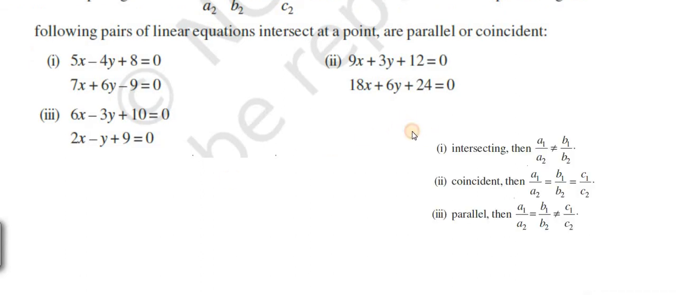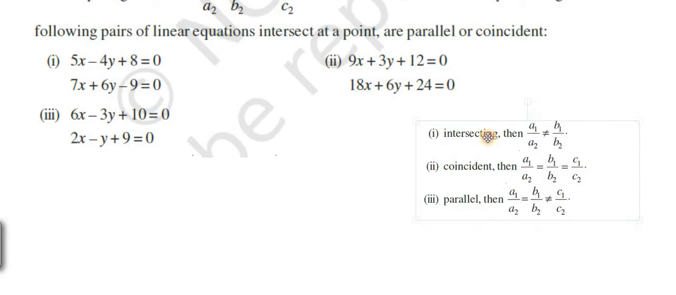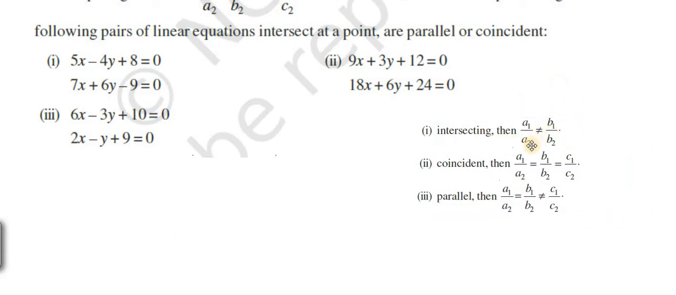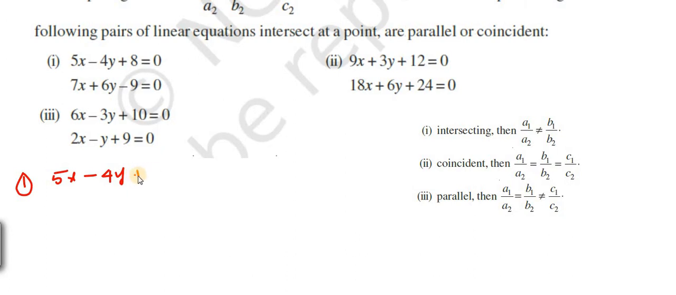I hope all of you remember this, and also you wrote this in the classwork. Intersecting lines: a1 by a2 is not equal to b1 by b2. Coincidental line: a1 by a2 is equal to b1 by b2 is equal to c1 by c2. And parallel lines: a1 by a2 is equal to b1 by b2 is not equal to c1 by c2, then it is parallel lines. Okay, now we'll do the first problem. We'll understand what this a1, b1 and all those things are. So your first problem: 5x minus 4y plus 8 is equal to 0.